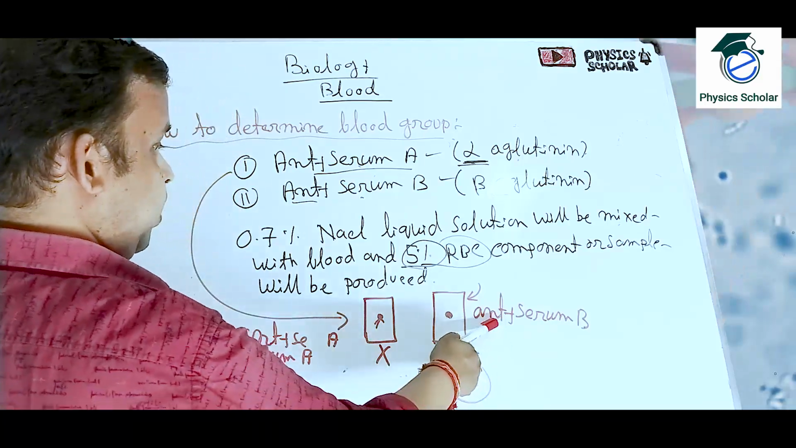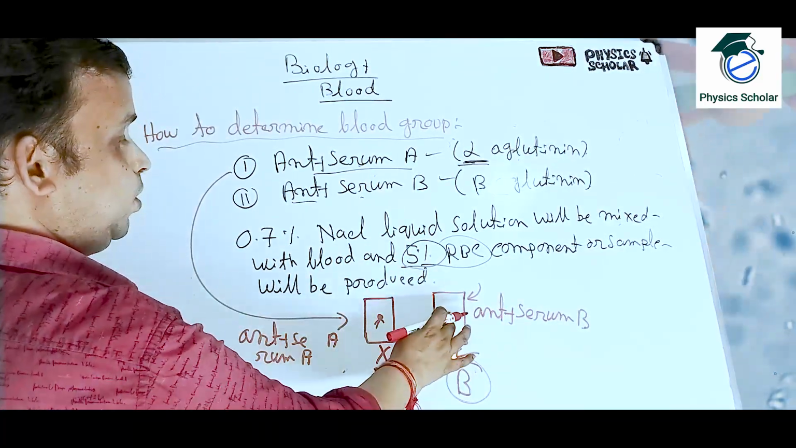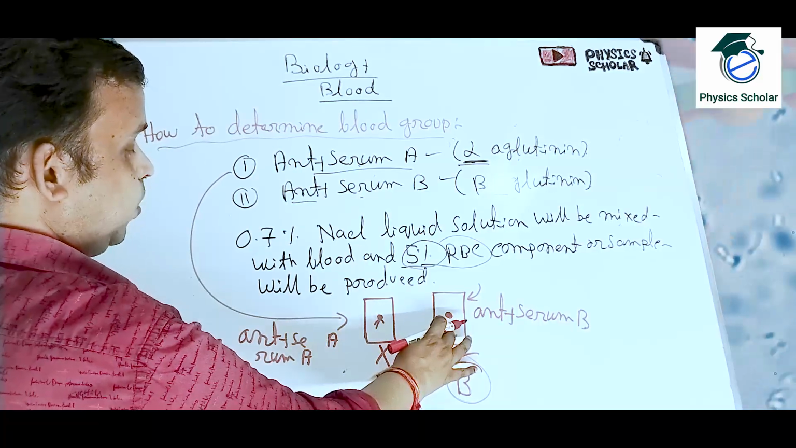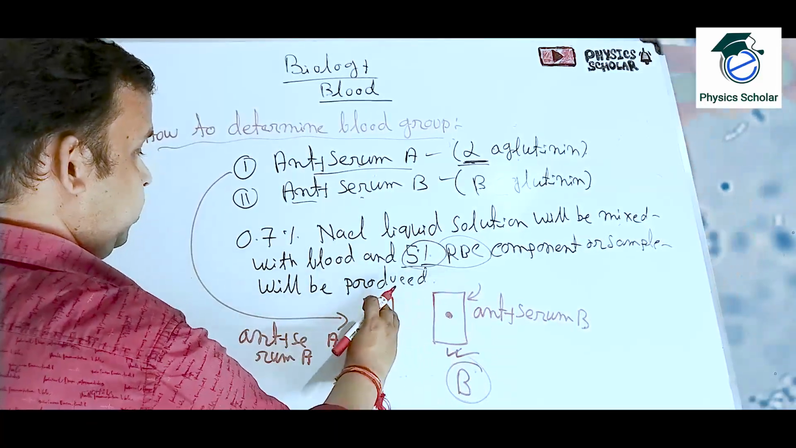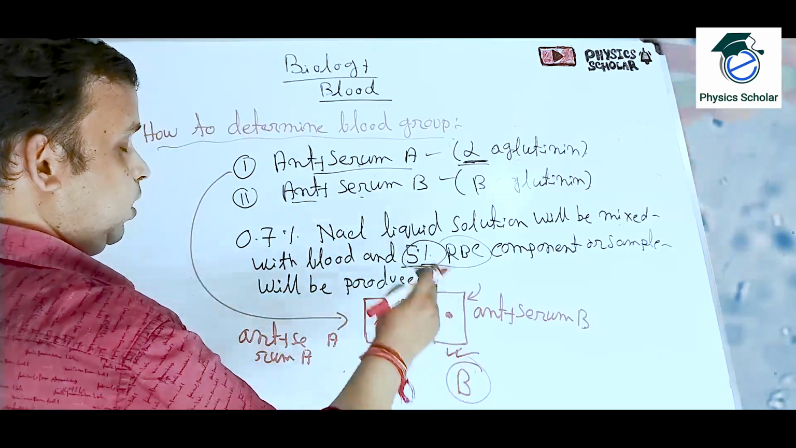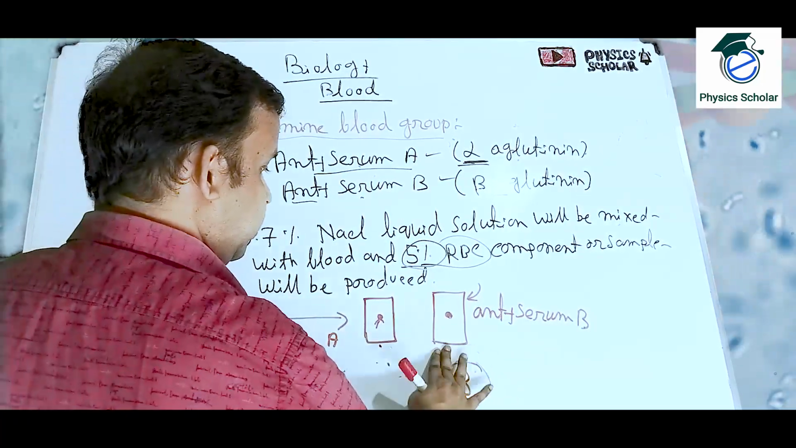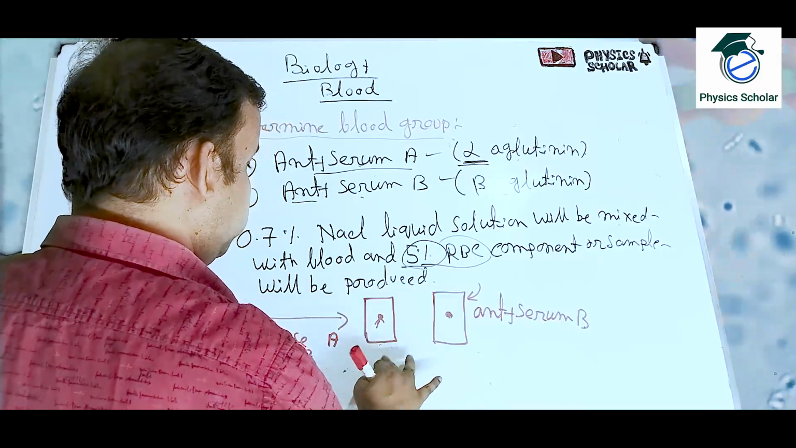Okay, so after adding anti-serum B, it is coagulated, that means it reacts with the RBC and it is coagulated, but here after adding the same anti-serum A, it is not coagulated, then the type of blood group will be B.